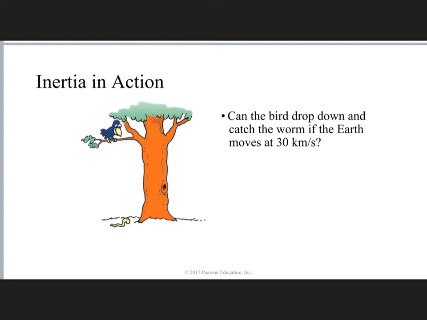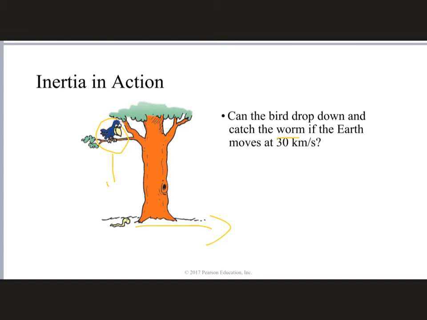So the Earth is moving at about 30 kilometers every second. It's spinning on its axis. And so here's the idea. If the bird just drops straight down and the Earth is spinning this way, then you might think that the worm that the bird wants to catch would get away from it, because the bird would go straight down, but the earth is carrying the worm away with it.